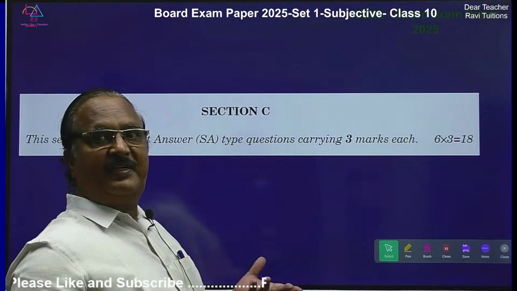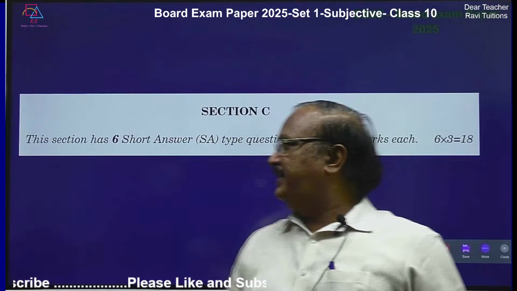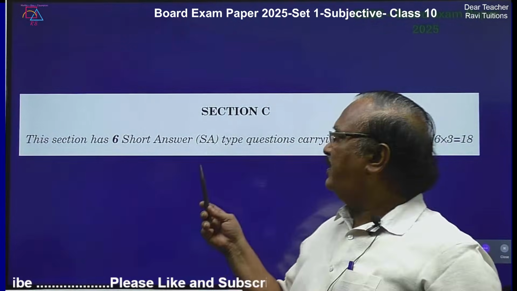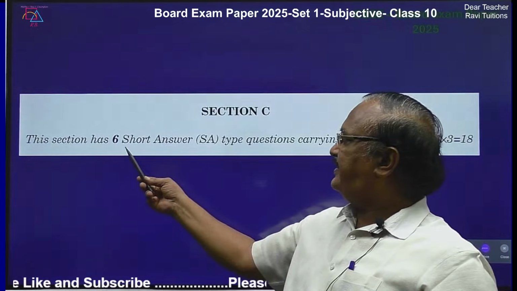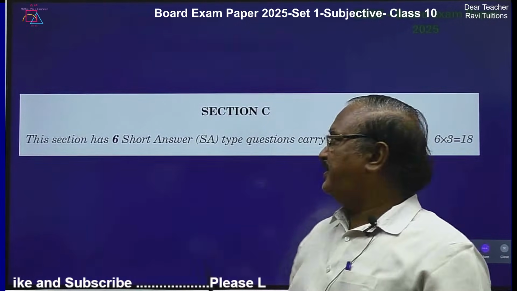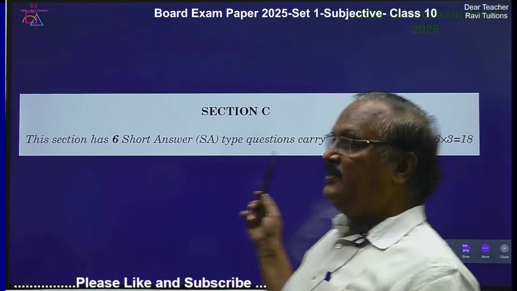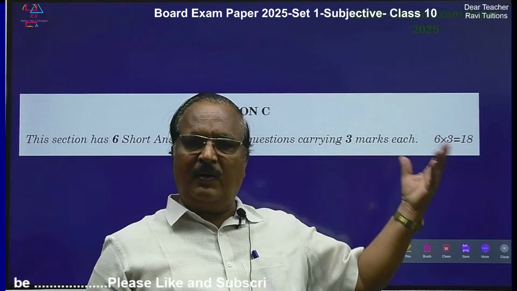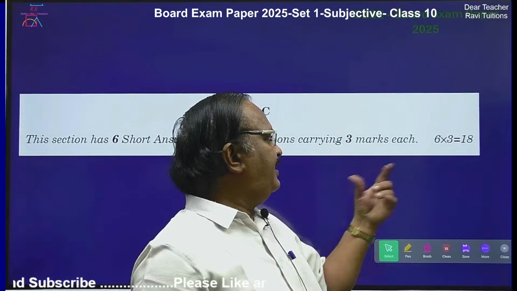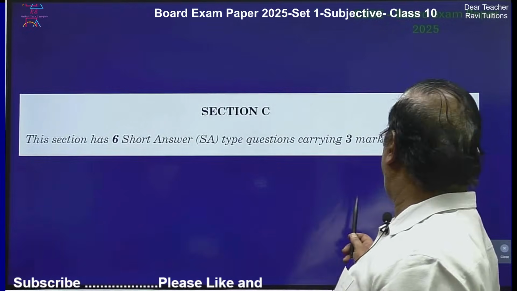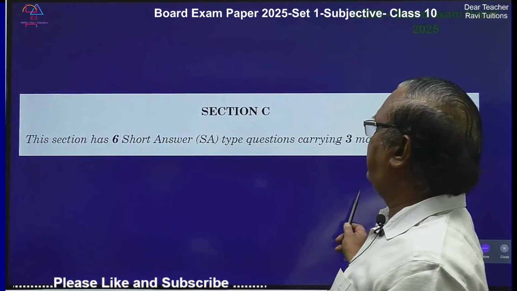25th question comes under section C. Okay? Till 24, 5 questions are over. Now section C, there are 6 short answer questions. 6 questions you have to answer. Each question carries 3 marks. So 3 marks, little longer than section B. Okay, so 6 questions you have to answer. From section C, you will be getting 18 marks.